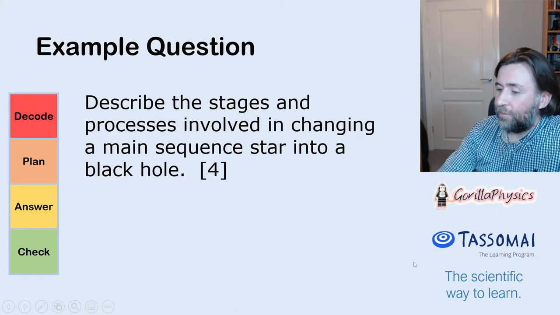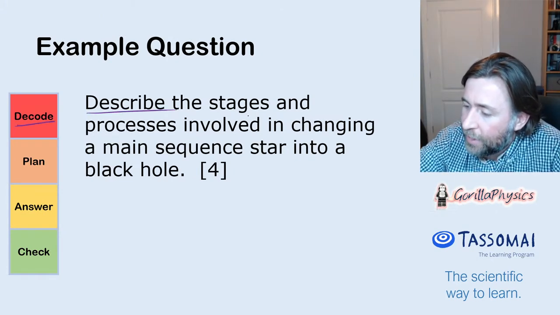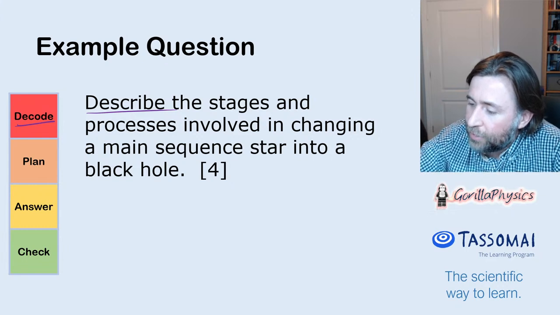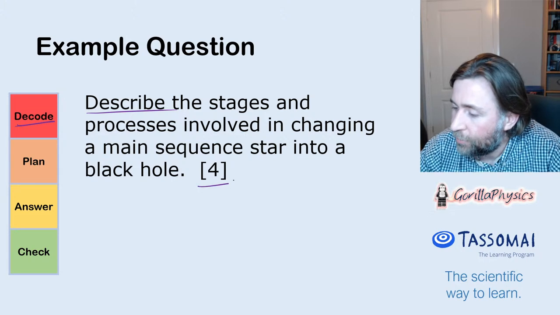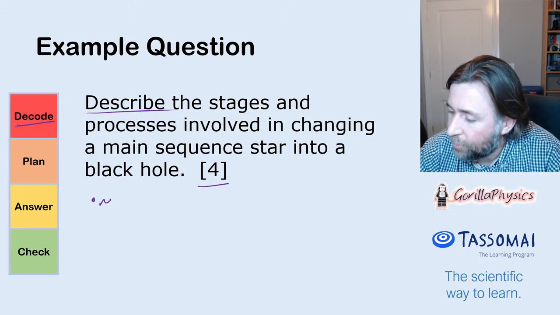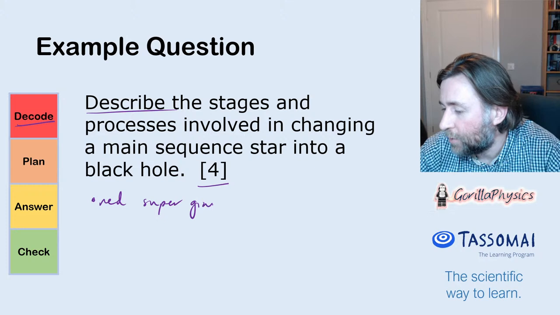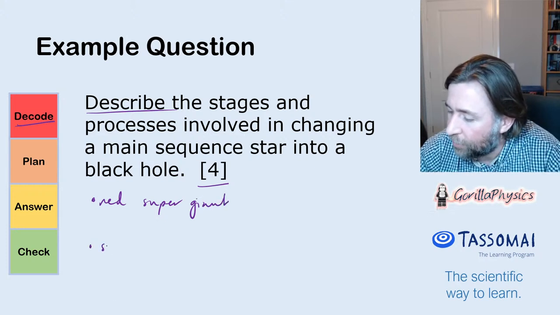Now this again is another example question. Again, it's a describe, let's decode it. The stages and processes involved in changing a main sequence star into a black hole. So this is worth 4. So what are the stages? Okay, the stages are red supergiant. Now we don't need to mention main sequence because it's in there. They've told us that in the question. Red supergiant and supernova.